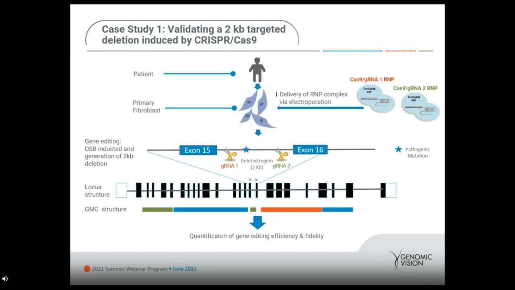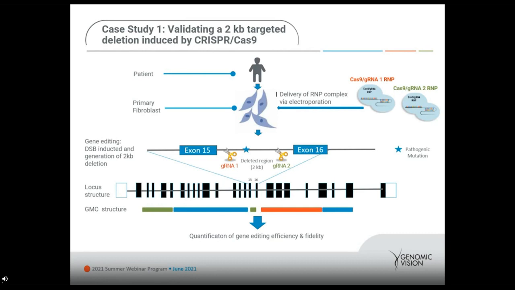So in the first study, we used molecular combing to validate a 2 kb targeted deletion induced by the CRISPR-Cas9 system. Primary fibroblasts derived from patients harboring a pathogenic mutation between exon 15 and exon 16 were electroporated with a ribonucleoprotein complex to induce a 2 kb deletion at the target site.